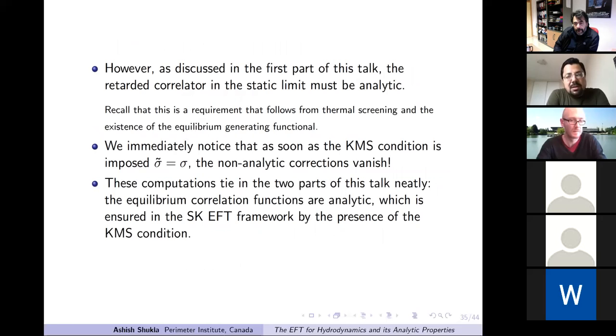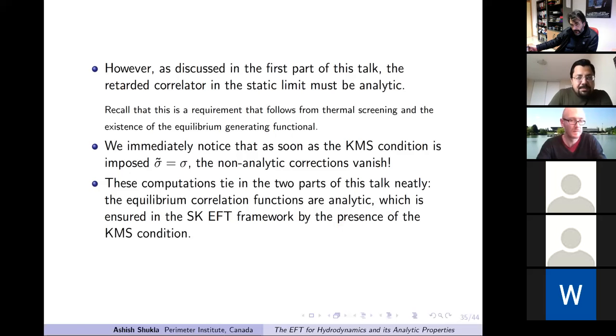So these computations essentially tie in the two parts of this talk quite neatly. In the second part, we were discussing the equilibrium generating functional and the constraint of analyticity that comes from thermal screening. Here we see that in this very general Schwinger-Keldysh effective field theory construction, this analyticity is actually being brought about by the KMS condition. So if I don't impose the KMS condition, I don't end up getting analytic results.